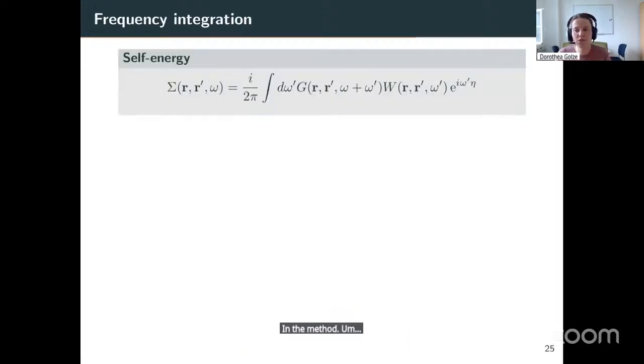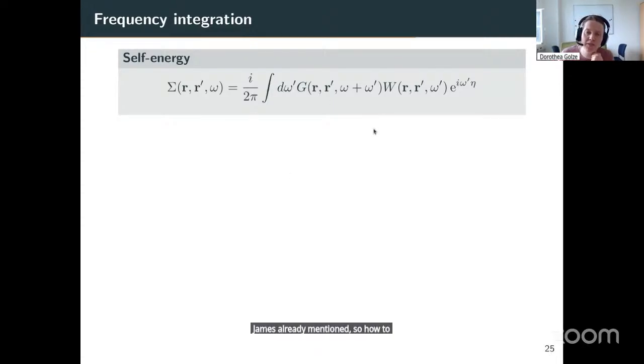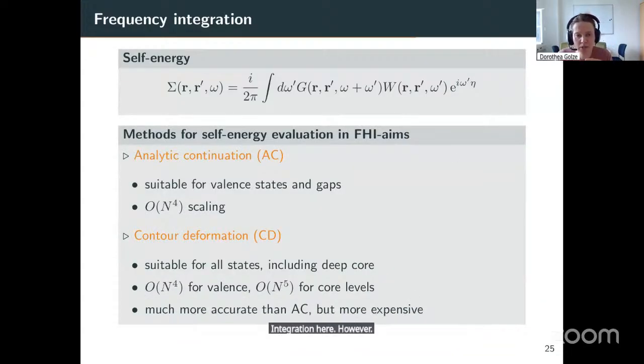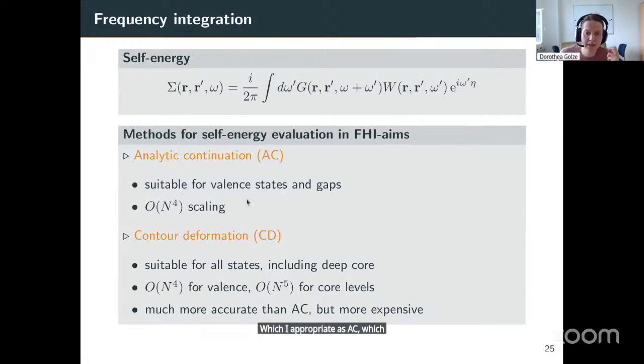Okay, so an important point is not only how to solve it, but also the frequency integration, as James already mentioned. So how to solve this frequency integral, and the issue is that both quantities G and W have poles, so we can't do a straightforward numerical integration here. However, there are a bunch of tricks, and what we implemented in AIMS is the analytic continuation, which I abbreviate as AC, which is suitable for valence states and gaps, has an N to the power of 4 scaling.